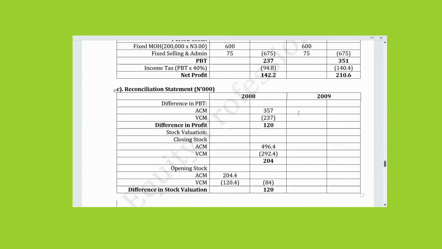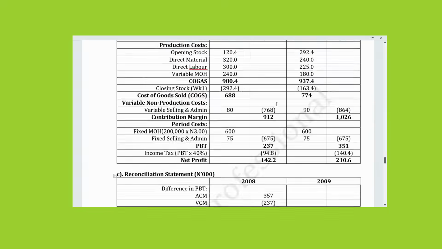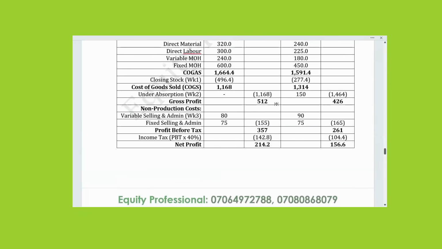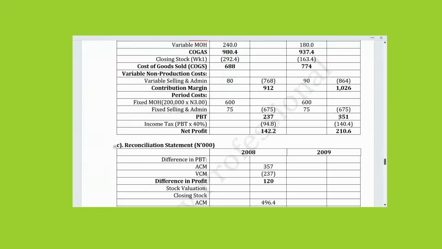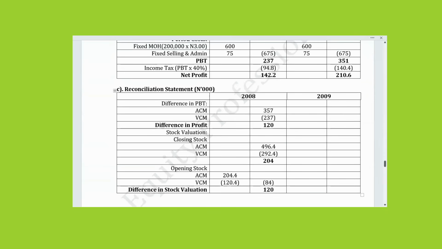So we then move to 2009. The profits before tax under the ACM in 2009 was 261. So here will be 261. Under the variable costing method, 351. So what's the difference between the two? That should be minus 90, right? Yes.